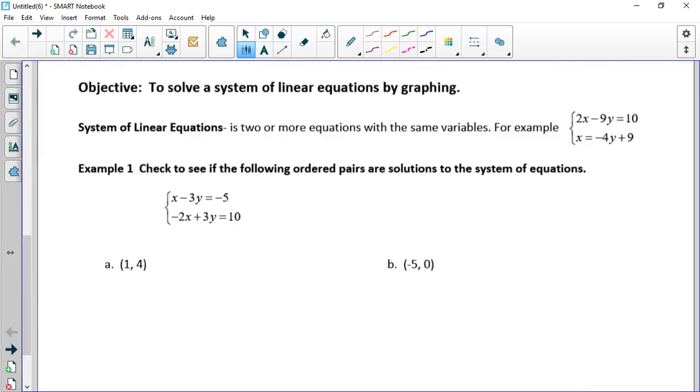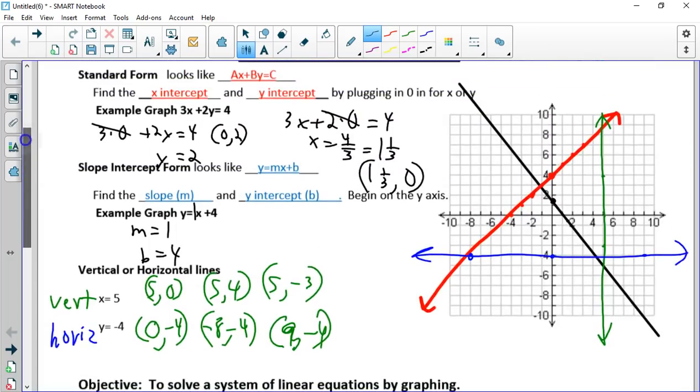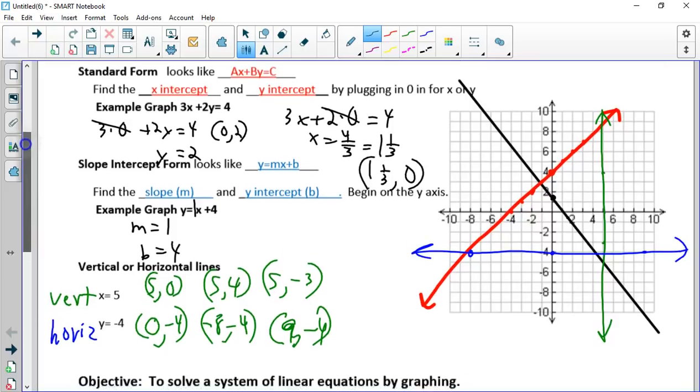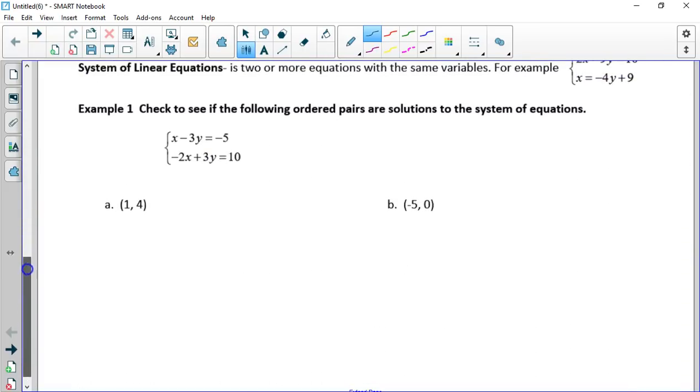Okay, again, this should be a review. We are solving a system of equations by graphing. Now, this is not the most accurate way of doing it. You can tell by up here, when I had to estimate 1 1/3, it's not always going to be the most accurate, but you do have to know how to do the skill.